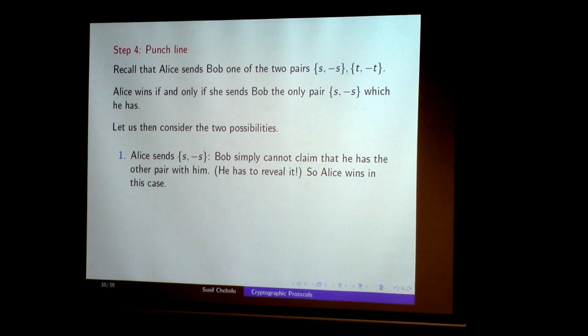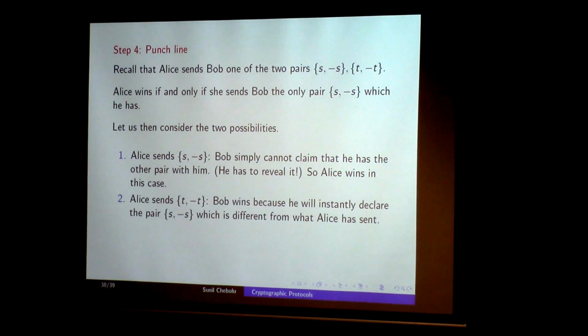let's consider two possibilities. Alice sends S comma minus S. Then that's the right pair. But Bob cannot claim that he has the other pair, because Alice is not stupid. She's going to say, okay, tell me what pair is it, right? And he has to reveal that. And he doesn't know how to solve the quadratic equation because he doesn't know how to factor n. So it all relies on the impossibility of factoring n, right? So Alice wins in this case.